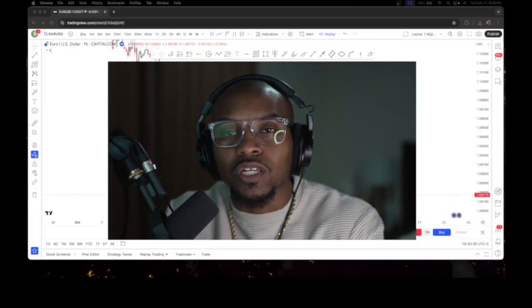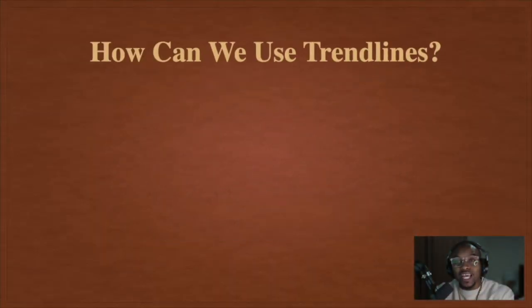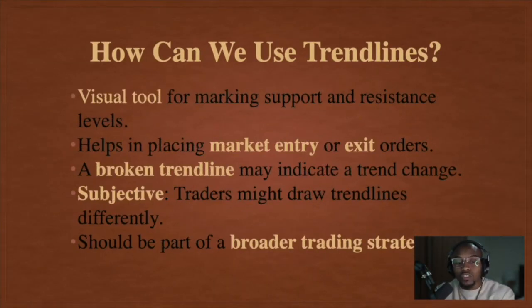So how can we use trend lines? Trend lines are used as a visual tool for marking support and resistance levels. It helps with placing market entry and exit orders. A broken trend line may indicate a change in the trend.